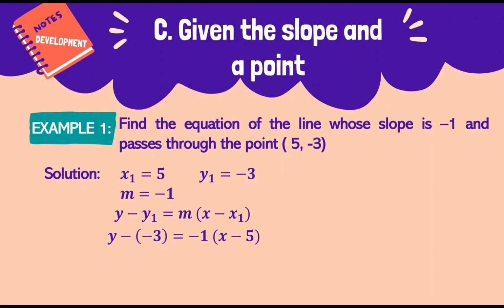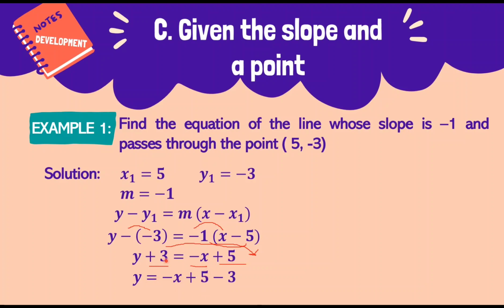Okay, let us begin. Let us multiply muna. Negative times negative 3. Ayan. So, we have positive 3. And then, negative 1 times x. We have negative x. And then, we have negative 1 times negative 5, we have positive 5. Okay, what is the next step? We need to combine like terms. So, we need to transpose positive 3 to the other side of the equation. So, since siya ay positive, siya ngayon ay magiging negative. Ayan. So, as you can see, we have y is equal to negative x plus 5.